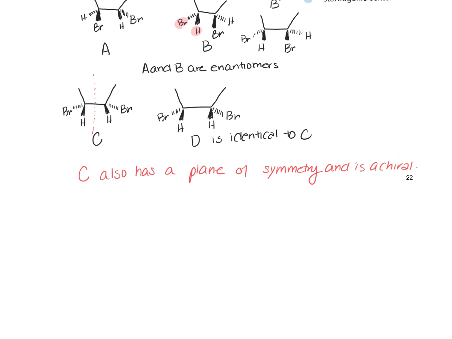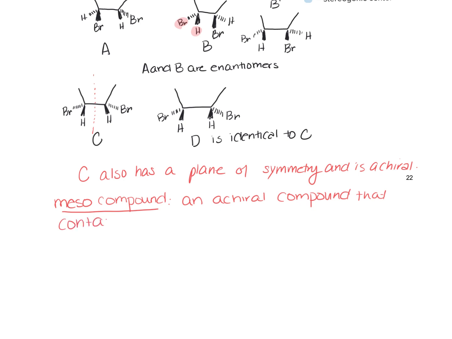Now, this is an example of a meso compound. A meso compound, right, is an achiral compound that contains tetrahedral stereogenic centers, right? So C then is a meso compound.